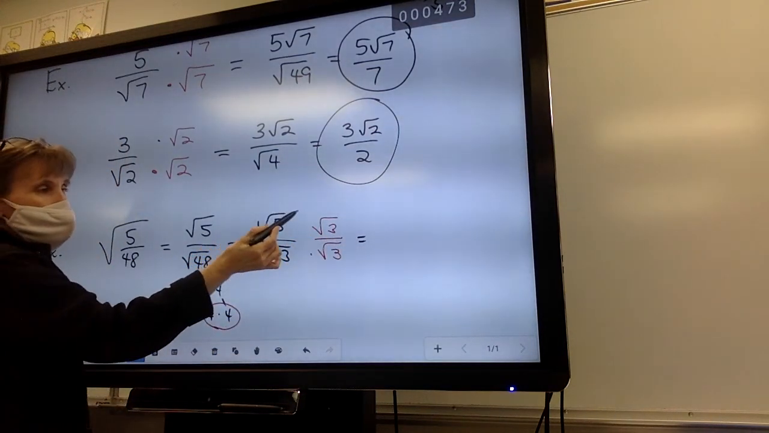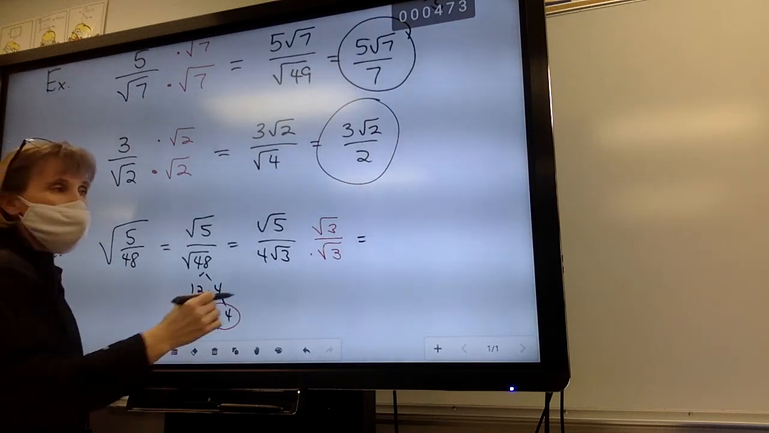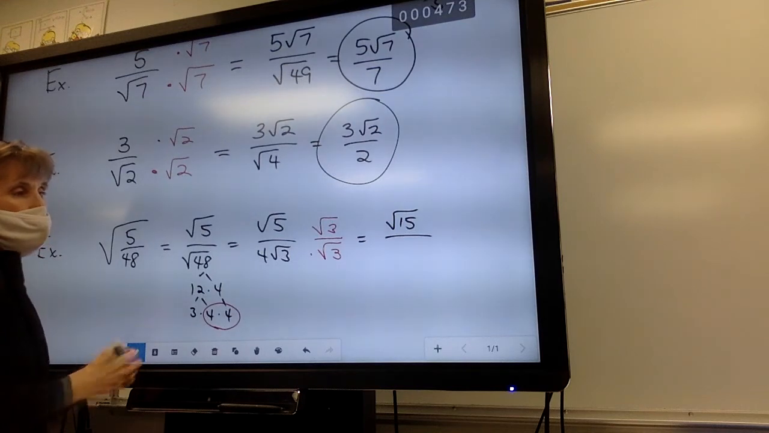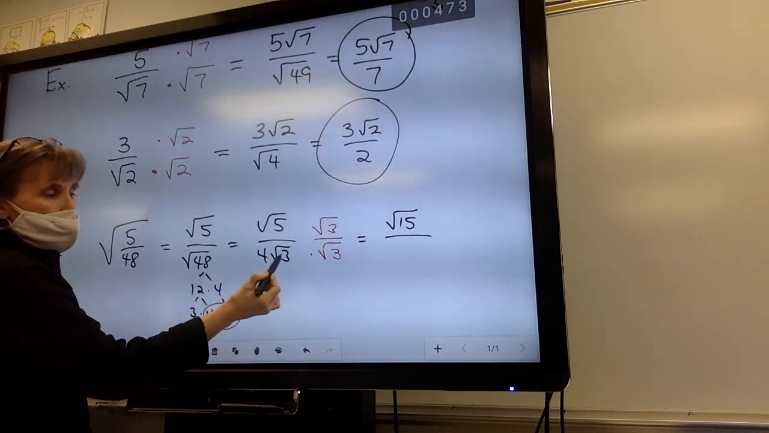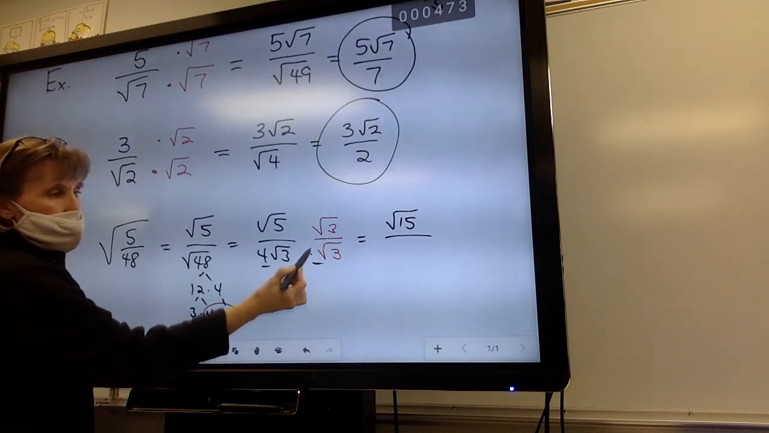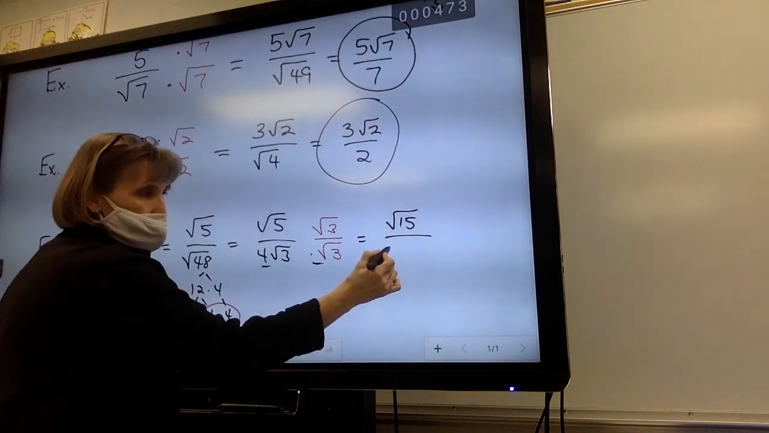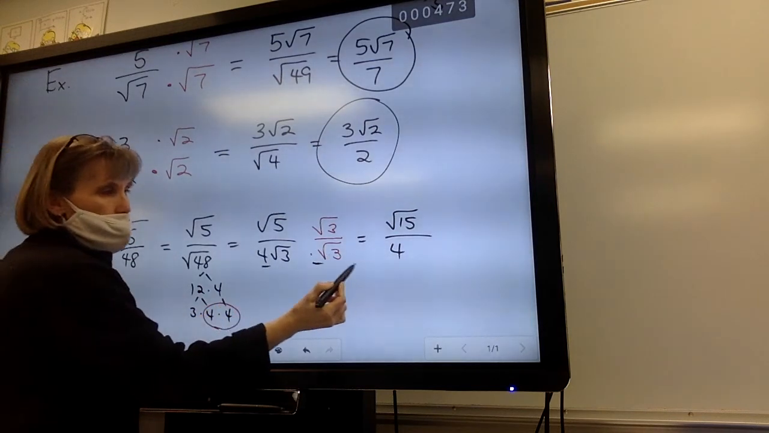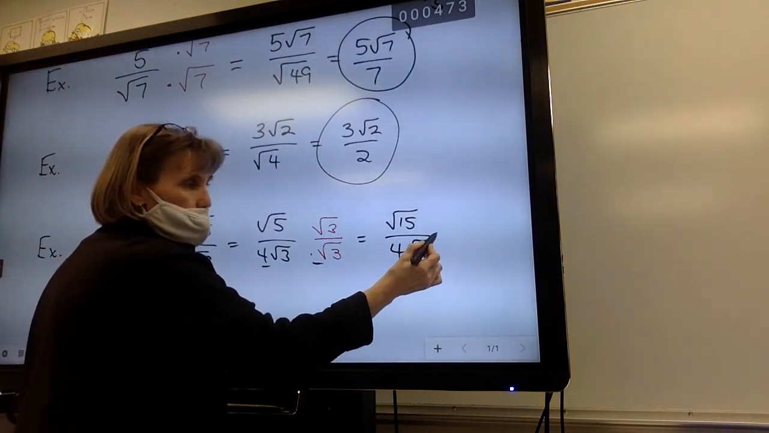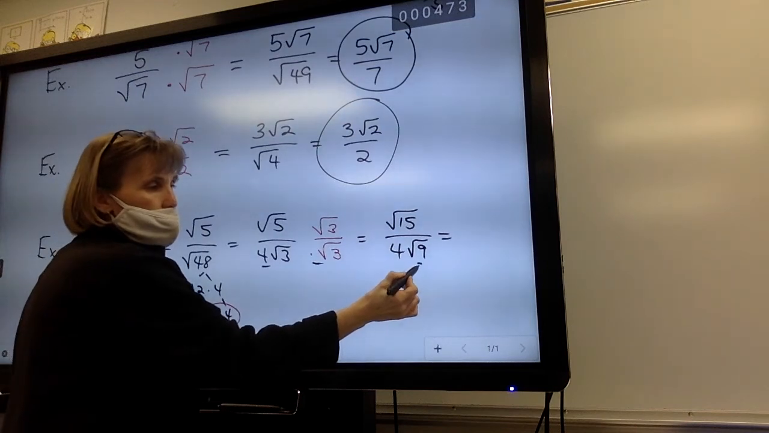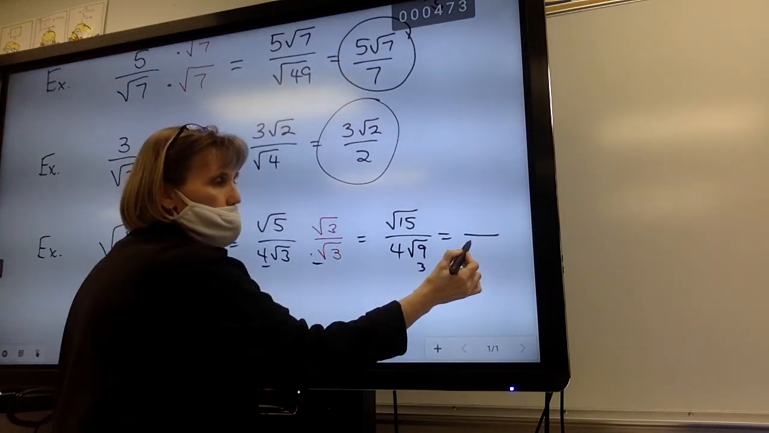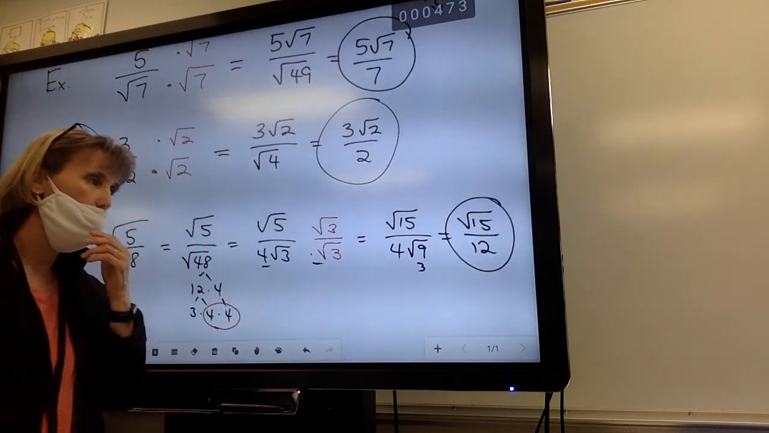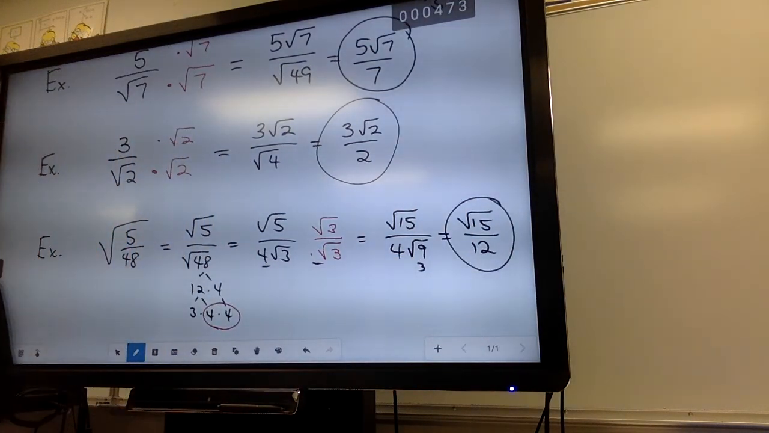What's the square root of 5 times the square root of 3? Square root of 15. When I multiply these together, the 4, there's nothing here, there's a 1 there. So it's 4 times 1, it's still a 4. And then I would take the square root of 3 times the square root of 3. It's the square root of 9, but what is the square root of 9? It's a 3. So that's 4 times 3, which is 12. So that answer is going to be the square root of 15 over 12.